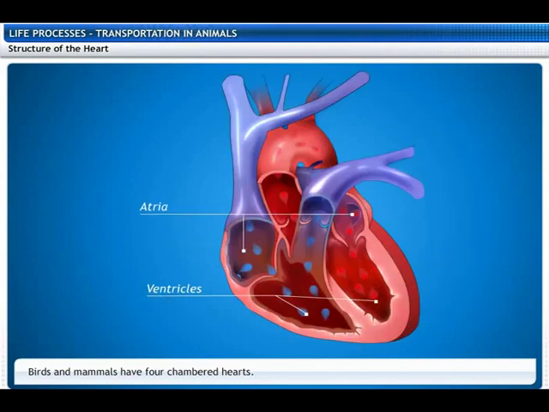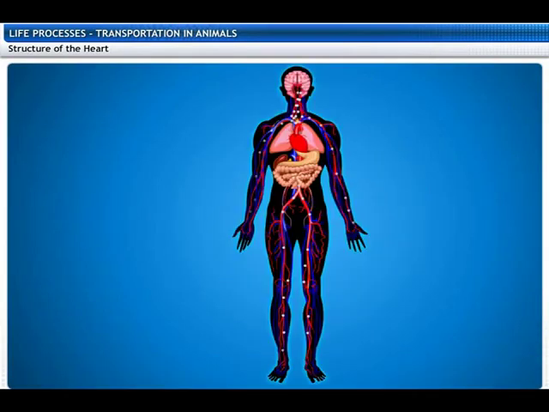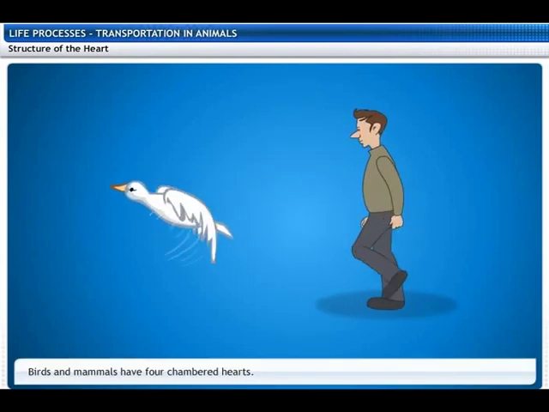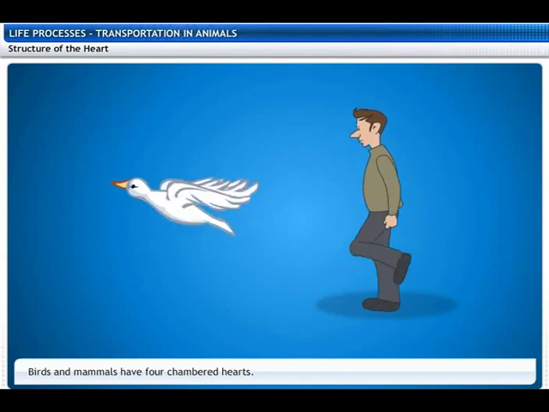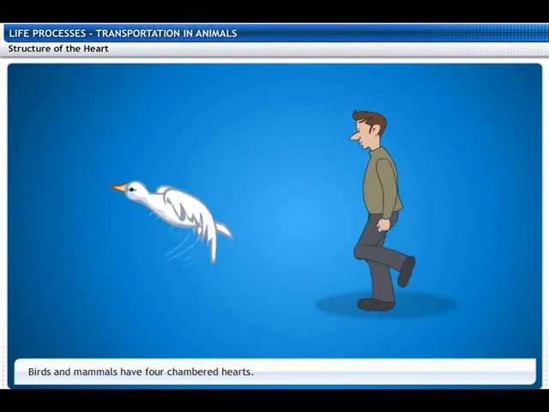The atria and ventricles are completely separated so that oxygenated blood does not mix with deoxygenated blood. Since oxygenated blood is segregated, it allows an efficient supply of oxygen to the body. This is useful in warm-blooded animals like birds and mammals, which constantly use energy to maintain their body temperature.